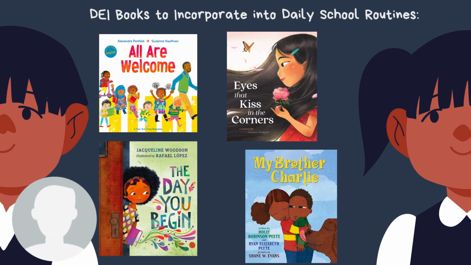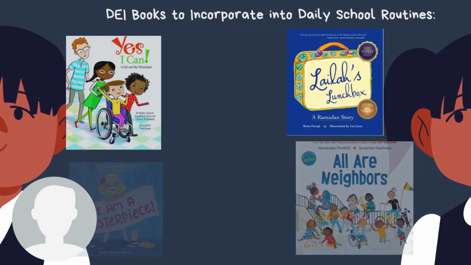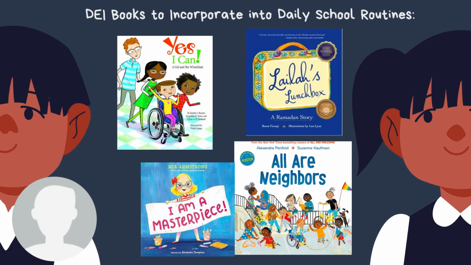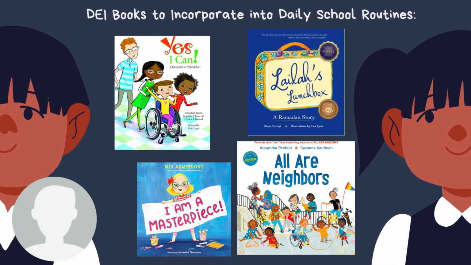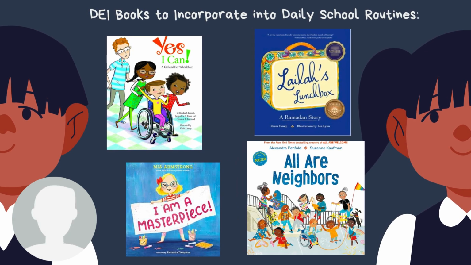Even your fourth and fifth graders still love to listen to read alouds. So I would encourage you to pick one of these books to read to your kids. Again, this is another slide on some examples of DEI books that I didn't talk about today in my PD that you can incorporate into your daily school routines. On this one, I chose Yes I Can, Layla's Lunchbox, I Am a Masterpiece, and All Our Neighbors. Again, I encourage you, whether you have 5 minutes or 10 minutes of free time, to read a DEI book to your students.